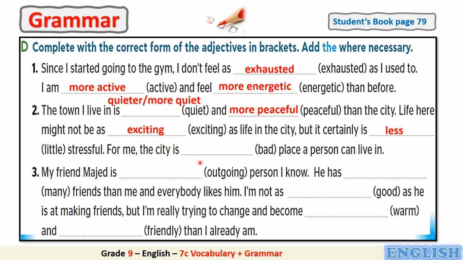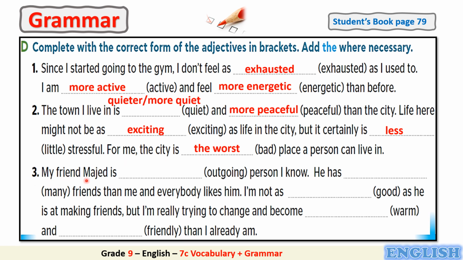For me, the city is the worst place a person can live. Here we use the superlative. And the worst is the irregular form of bad. Here we compare one thing with several of the same kind.